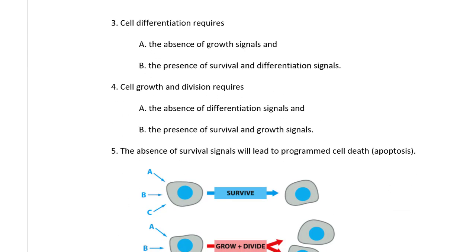Cell differentiation requires the absence of growth signals and the presence of survival and differentiation signals. A cell will not differentiate if it's actively dividing. And of course, in this case, you'll also need the survival signals, which will inhibit apoptosis. Cell growth and division requires the absence of differentiation signals and the presence of survival and growth signals. The absence of survival signals will lead to programmed cell death, apoptosis.